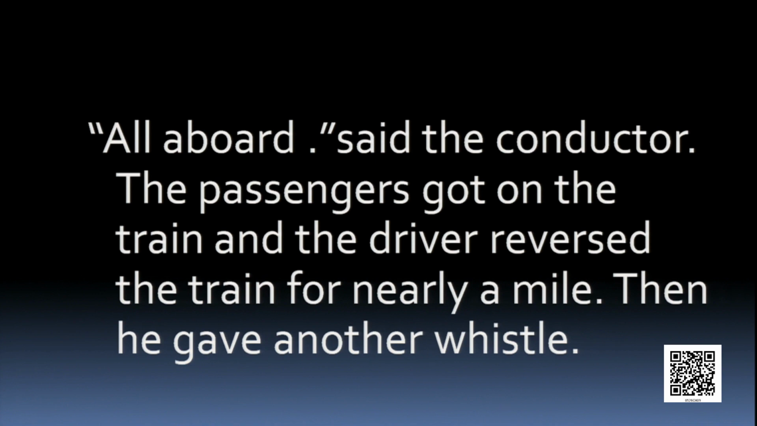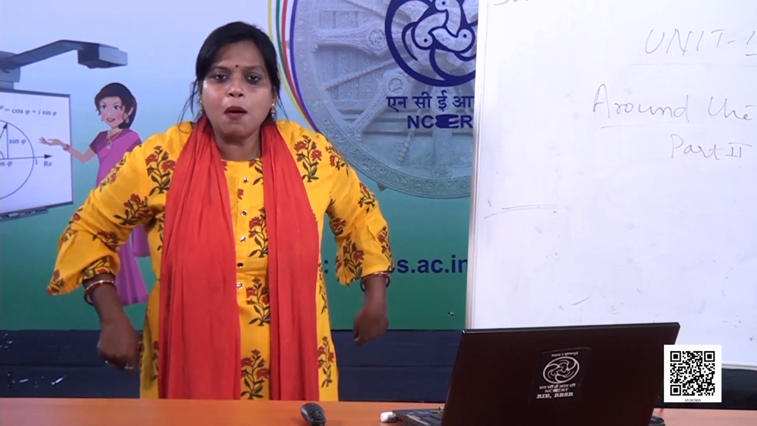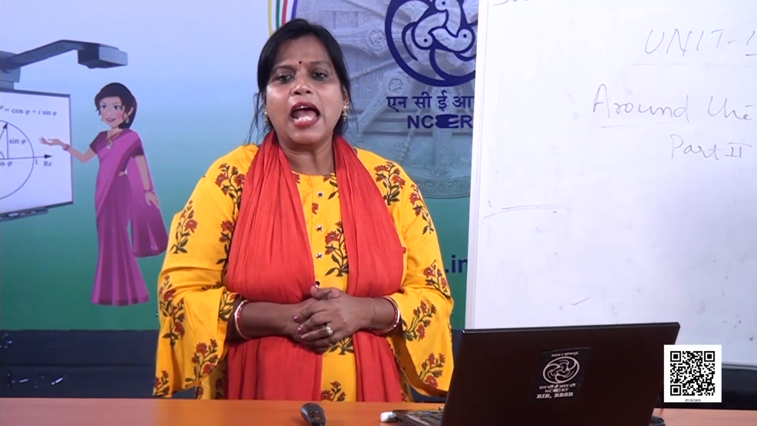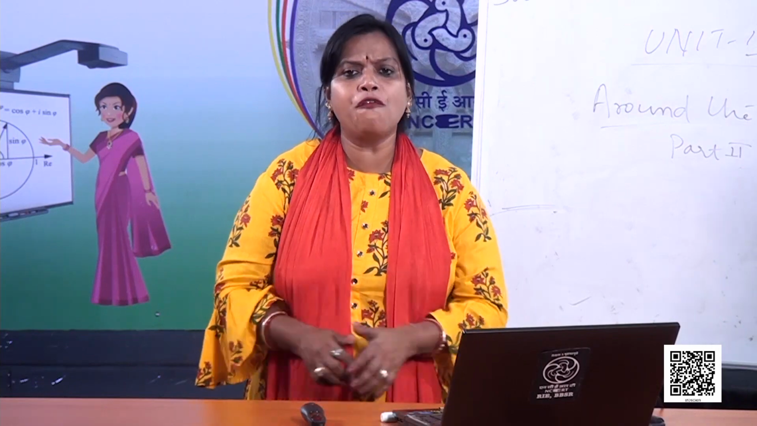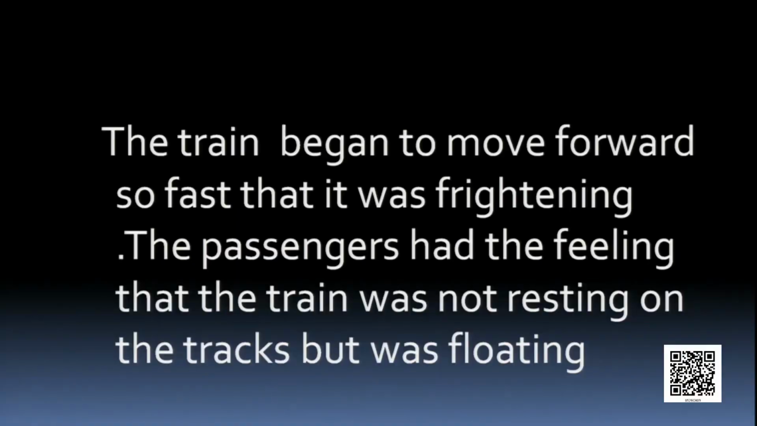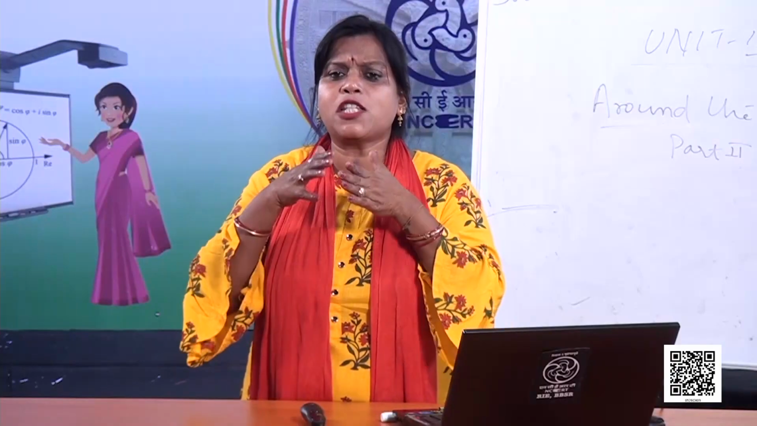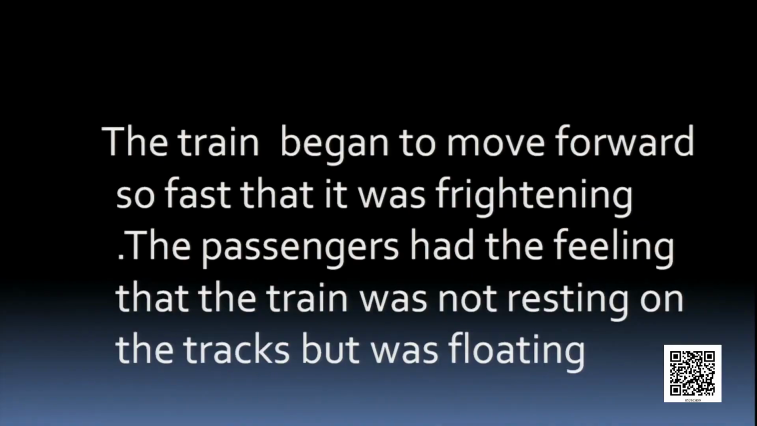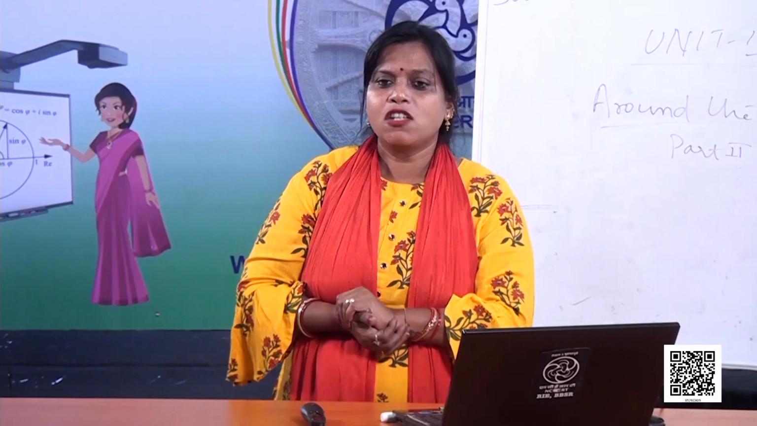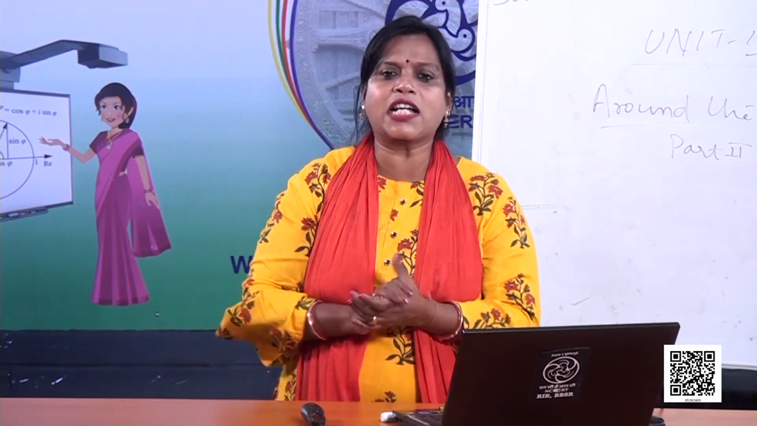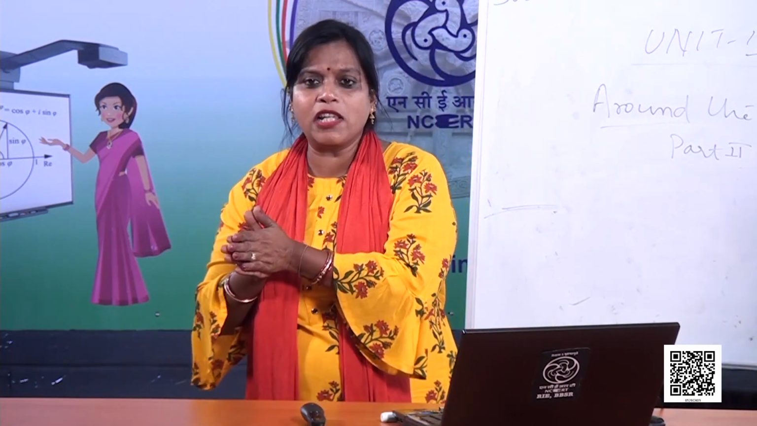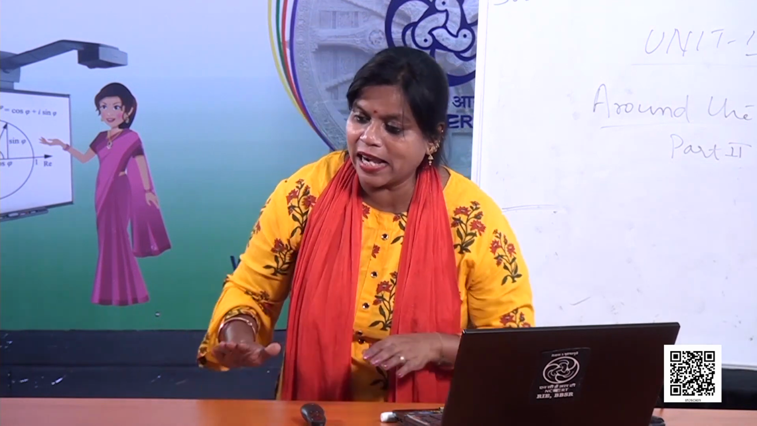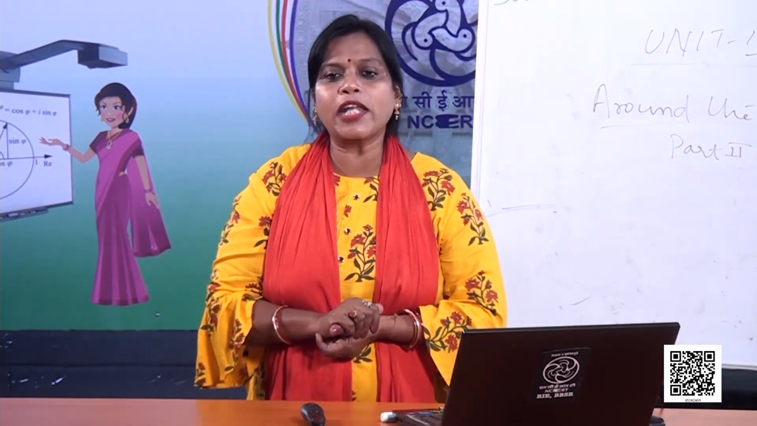Everyone get into the train. The driver reversed the train for nearly a mile. Reverse means he went back for nearly a mile. Then he gave another whistle and the train began to move forward so fast that it was frightening. The train moved very speedily, like a fear. The passengers felt the train was not resting on the track, but rather floating on the air. Oh, the train is not on the track. Rather, the train is flying through the air.